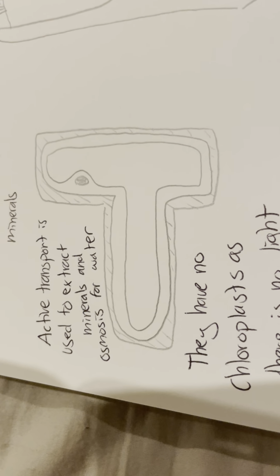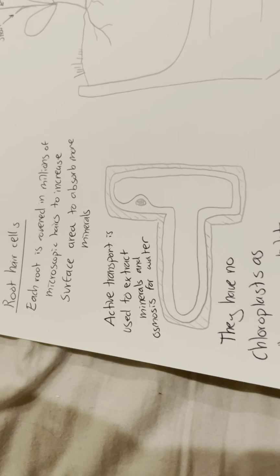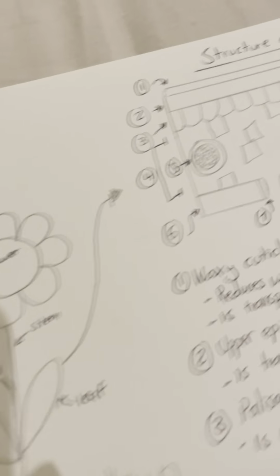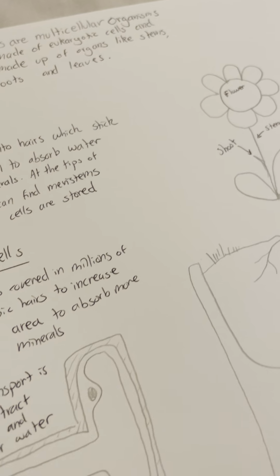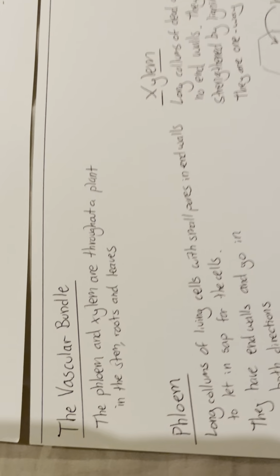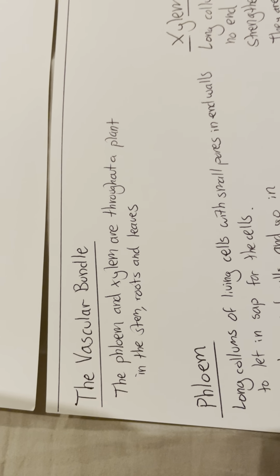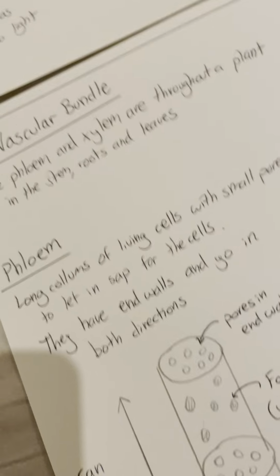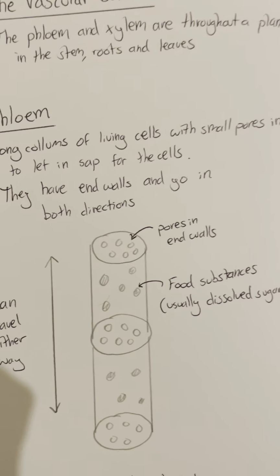They don't have any chloroplasts because they're in the ground, so they can't get any sunlight, can they? Your other specialized cells are from back in the leaf, but they're also in your stems, and they are the phloem and xylem, which are found in the vascular bundle. The vascular bundle is just the pair of them. They are very similar, but they are opposites to each other.